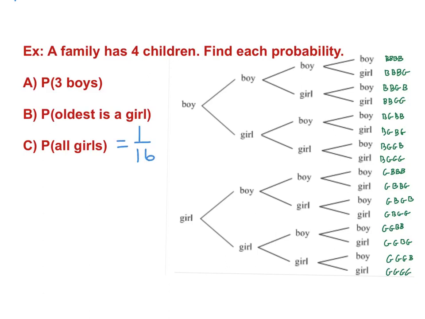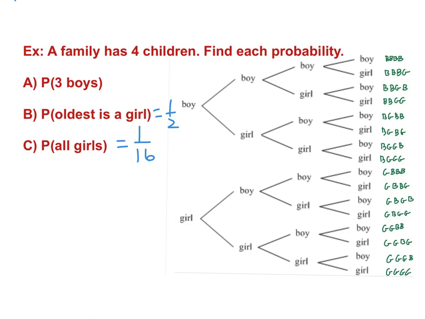Okay, now let's go to B next. The oldest is a girl. That means the firstborn child is a girl. Half of them. There's 1, 2, 3, 4, 5, 6, 7, 8 where the girl comes first. That is 8 out of 16, which is 1/2.